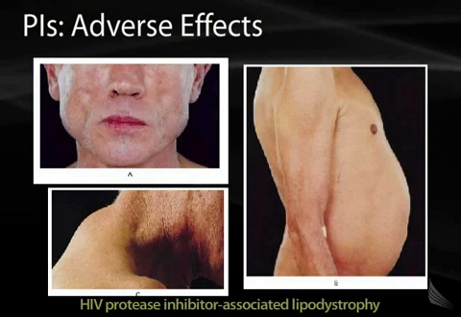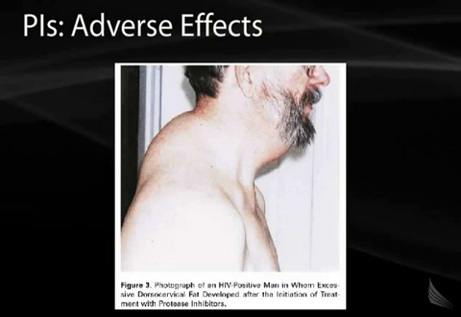Here are some photographs of a patient that has developed lipodystrophy from protease inhibitors, and as you can see, they've developed buffalo hump obesity, as well as truncal obesity, and abnormal fat distribution in the face. And you can see that this patient as well has developed buffalo hump obesity because of protease inhibitors.